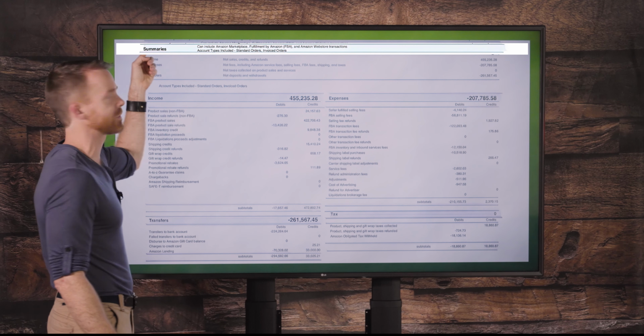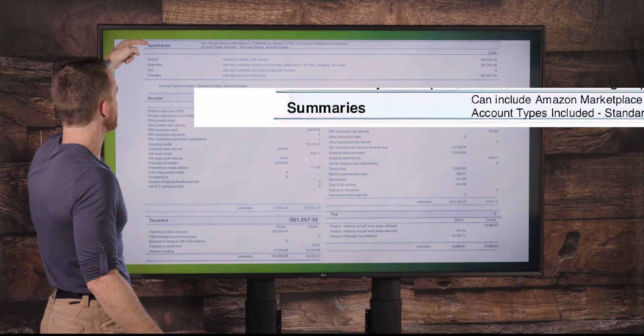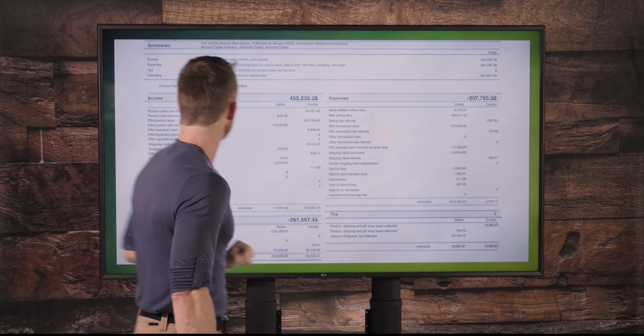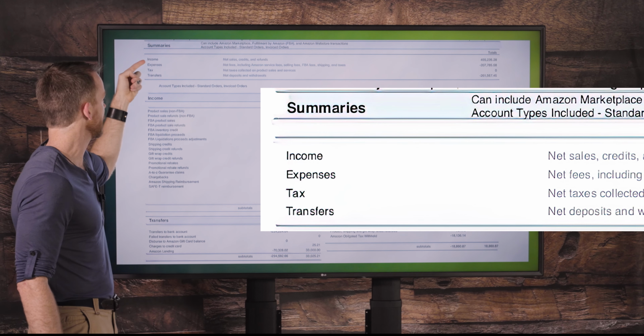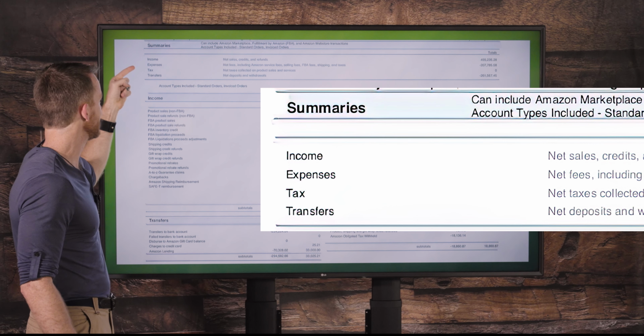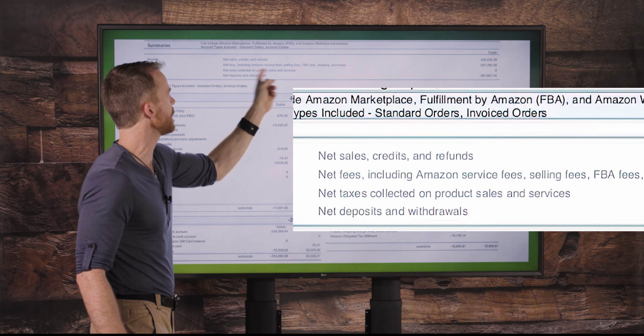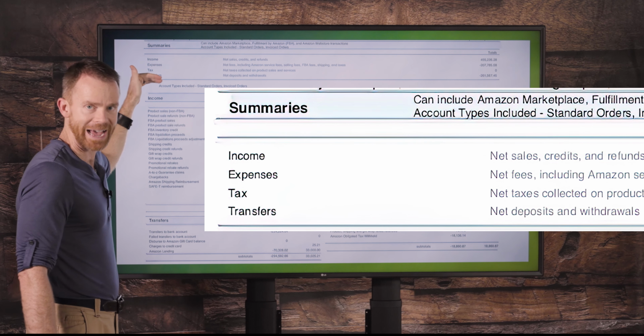First of all, notice we have summaries at the top left. You're gonna see summaries, and underneath that, there are four main categories. First category is income. Second one is expenses. The next one is tax. The next one is transfers. And over here, it gives you a brief description of these four main categories.